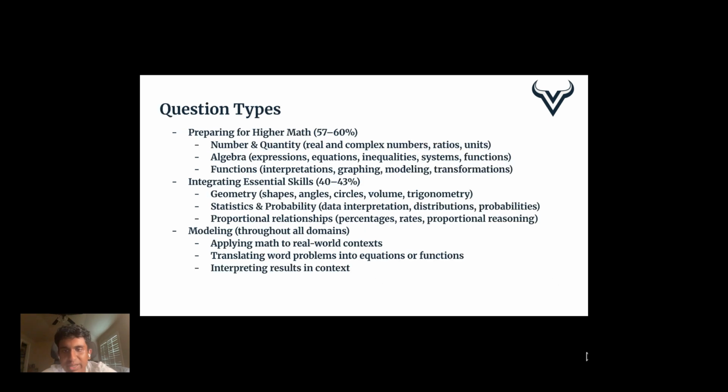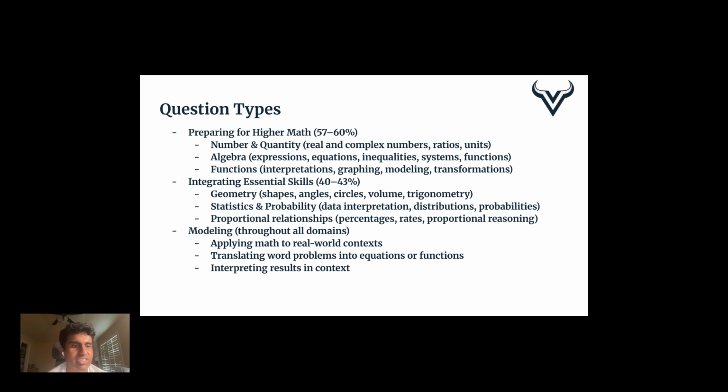So some of the question types in math. Firstly, it's preparing for higher math. This is basically the largest part of the ACT math exam, 57 to 60%. It includes number and quantity, which means real and complex numbers, ratios, units, all of that good stuff. Algebra, in this, you have expressions, equations, inequality systems, and functions. And functions is a separate one too, where you have interpretations, graphing, modeling, and transformations. It's sort of split weirdly.